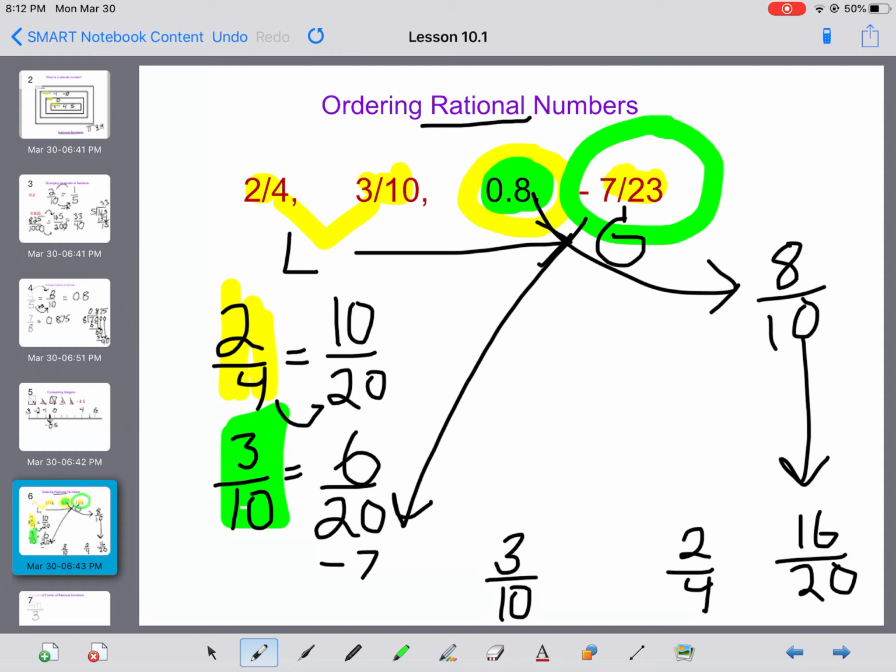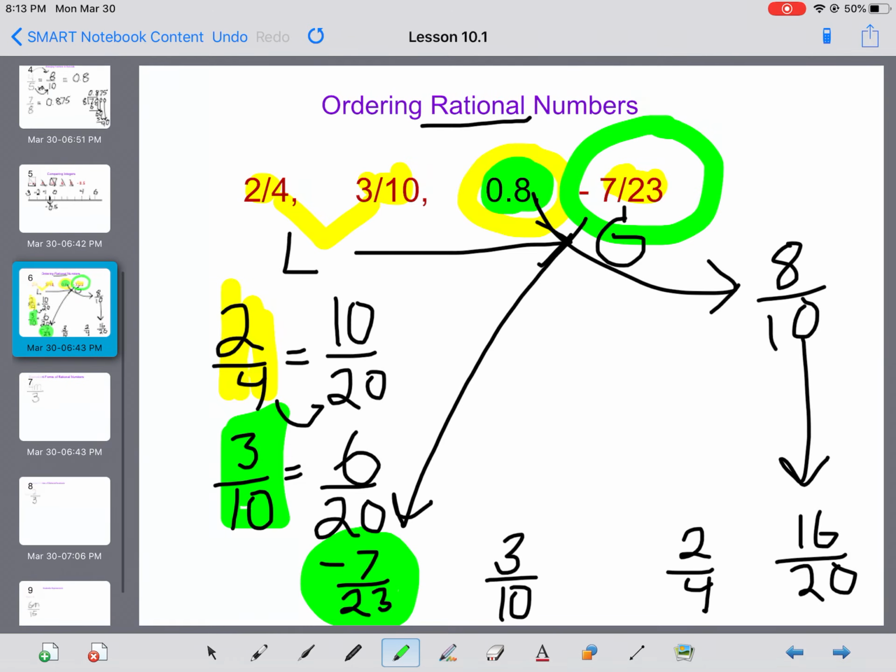Why do I know that it's the smallest number? Because it's negative. Okay, so when you're looking at ordering rational numbers, think carefully about what you actually need to know. So in this case, it's okay that I didn't change this form of my number because I already know it's the smallest one that's there.